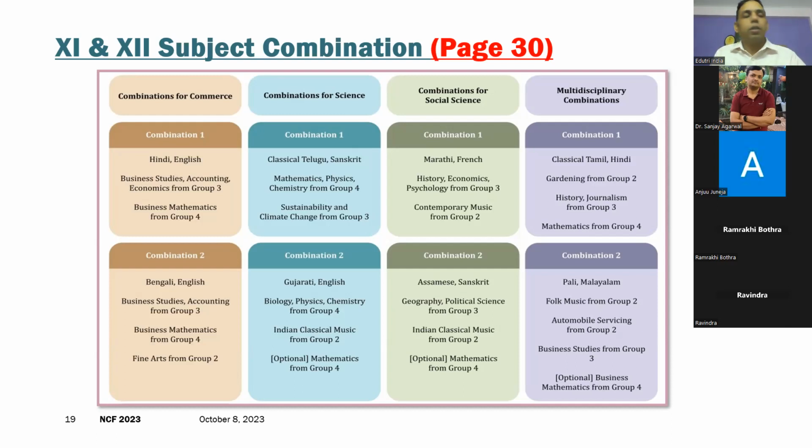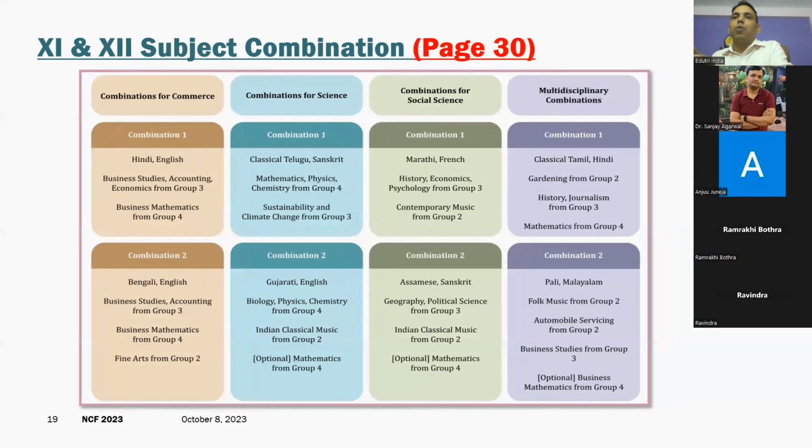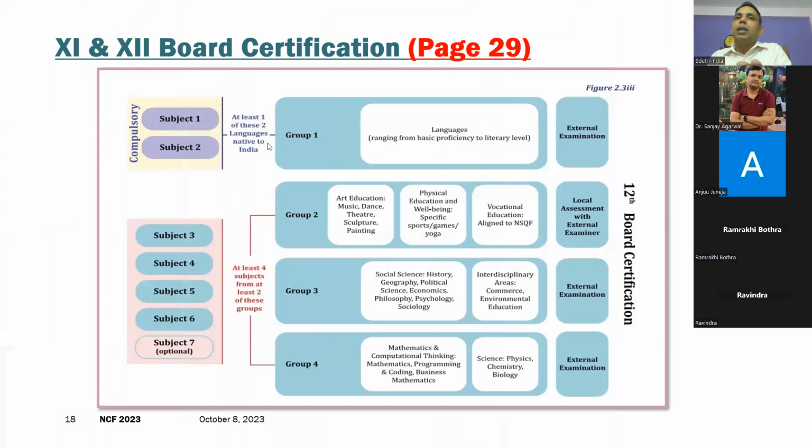Sir, I have a question now. Yes, ma'am, please. You are saying one language. So one language means it can be either Hindi or English or... No, two languages. I'm not saying one language. I'm saying two languages plus four subjects. From group one, they have to take two languages. I'm going back one. See this. Group one, they have to take two languages. Compulsory, it is written. Compulsory. Two languages.